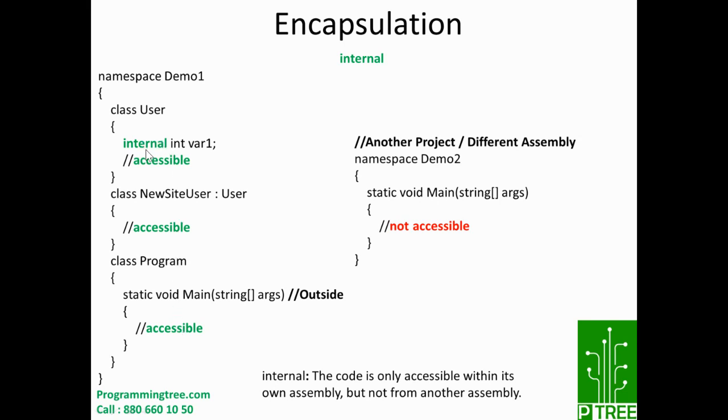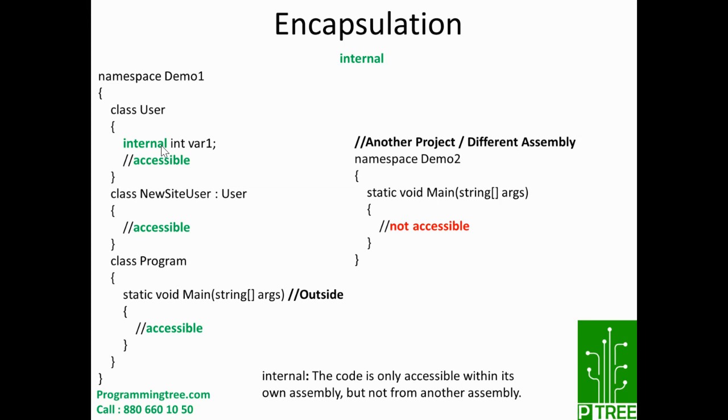But to restrict internal and have more control over the internal keyword, we have protected internal as well as private internal keywords available. That is the combination of the protected keyword and internal keyword, and the private keyword and internal keyword, to have more control over internal within the assembly. If you want to have more control over the internal keyword within the given assembly, you can have protected internal as well as private internal keywords available.